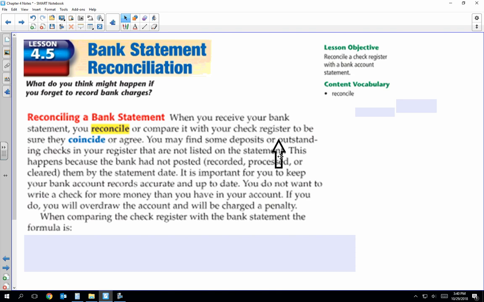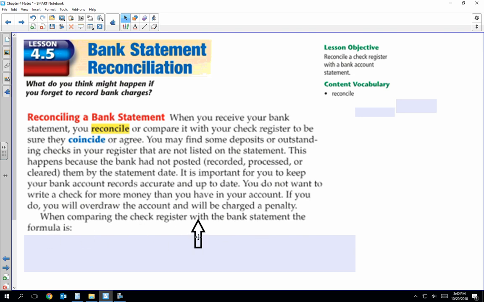You may find some deposits or outstanding checks in your register that are not listed on the statement. This happens because the bank had not posted, recorded, processed, or cleared them by the statement date. It is important for you to keep your bank account records accurate and up to date. You don't want to write a check for more money than you have in your account. If you do, you will overdraw the account and will be charged a penalty.